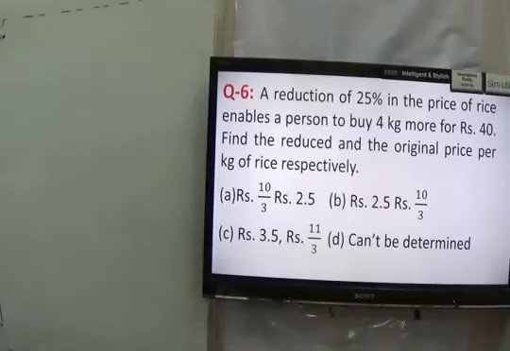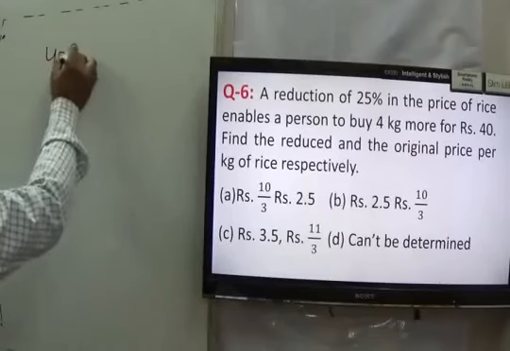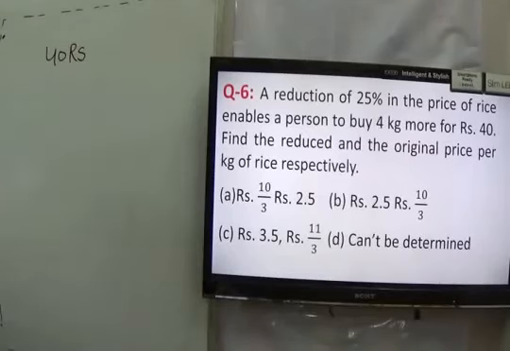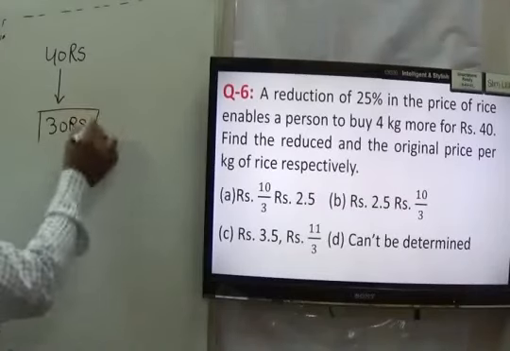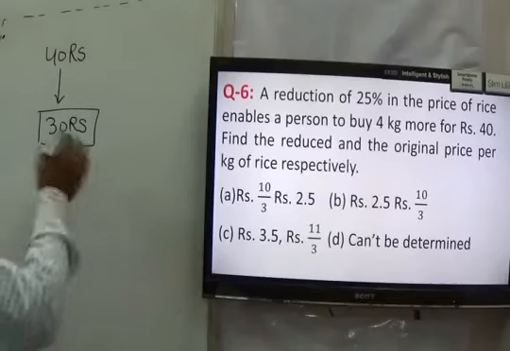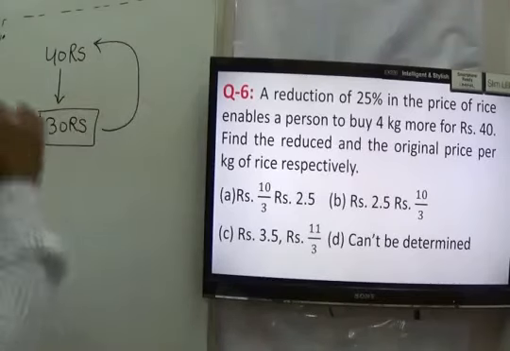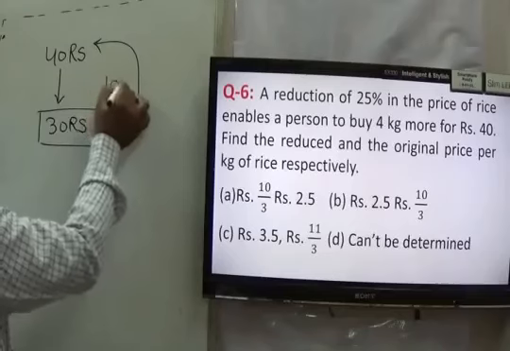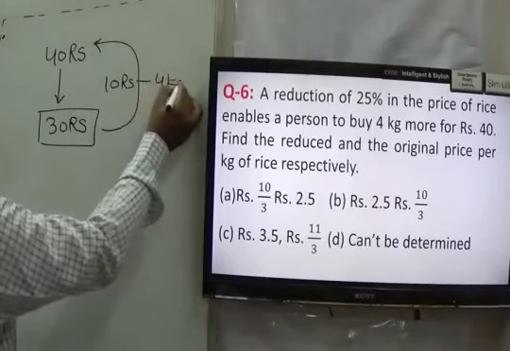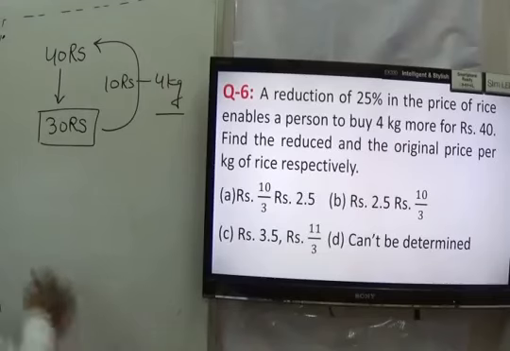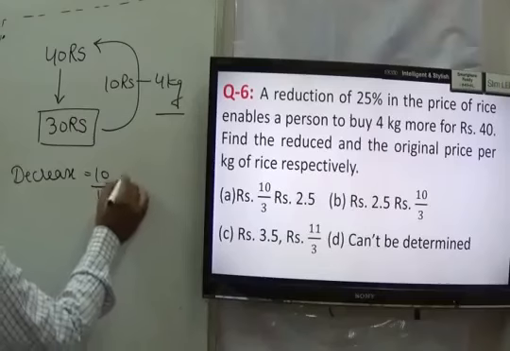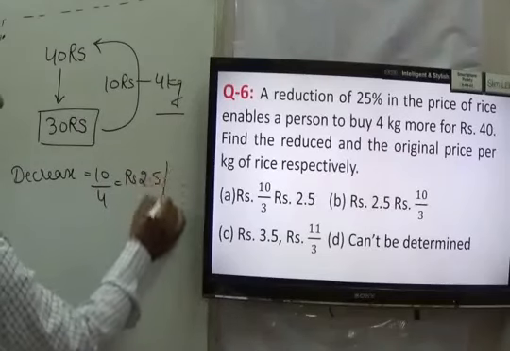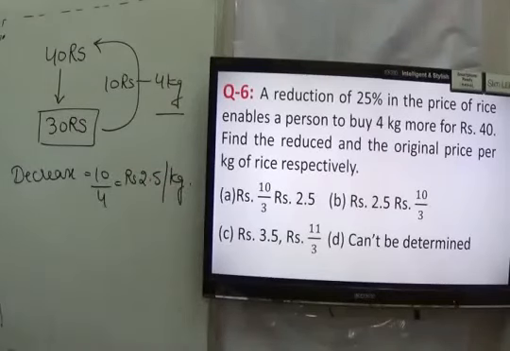What is given to us is a decrease of 25%, means earlier the man is spending rupees 40, and now when the price has been decreased by 25%, now for the same quantity of rice, he has to spend rupees 30, right? It means still he is spending rupees 40 and he is getting 4 kg more. It means in 10 rupees he is getting 4 kg at the decreased price. It means I can say the decreased price of the rice is equal to 10 upon 4, that is rupees 2.5 per kg. So I can say that the decreased price of the rice is rupees 2.5 per kg.